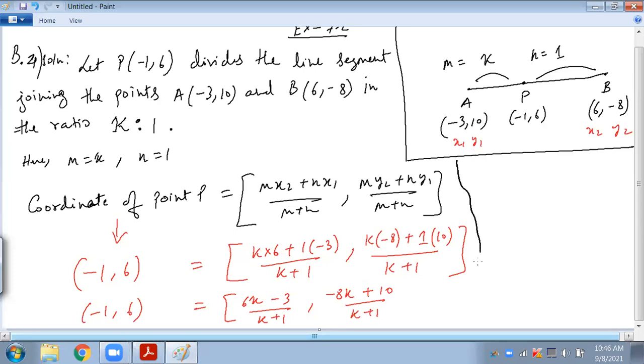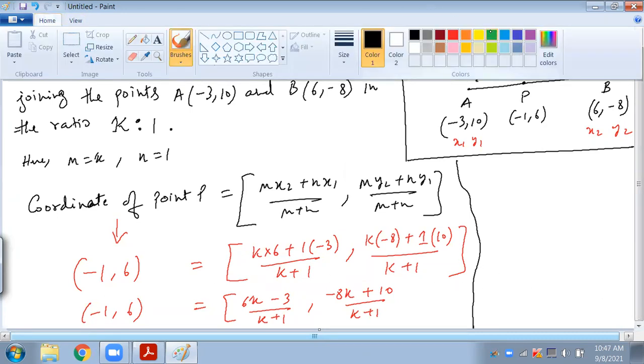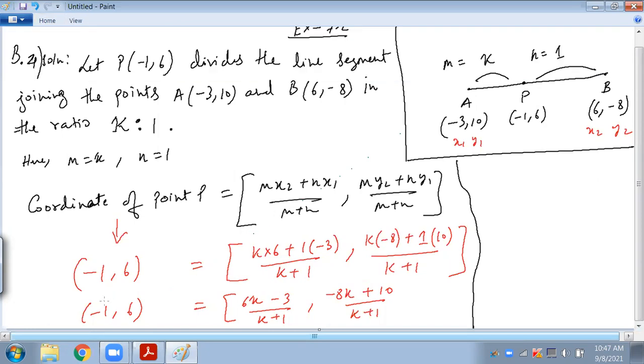Now what we can do is say the coordinate of the point P by the bisection formula is this, we got this, but the coordinate of the point P is already given in the question. So that means what are you getting? -1, 6 equal to this. So we can take the x coordinate equal or the y coordinate equal, and we can find k. On both sides, it is the same point. It's the coordinate of the point P only.